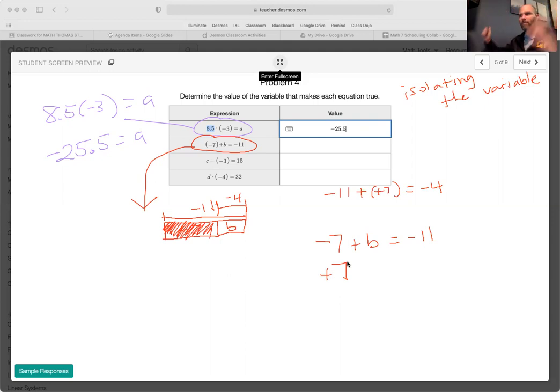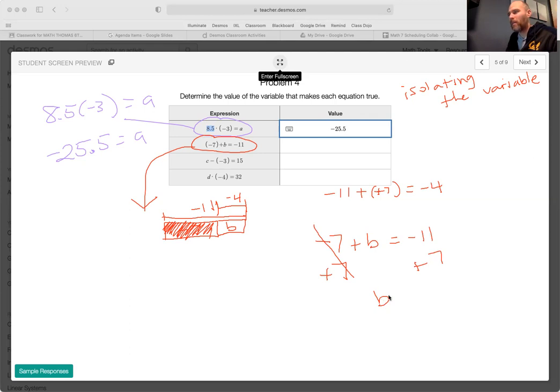-7 and +7. But with equations, if I do something to one side of the equal sign, I've got to do the same thing to the other side of the equal sign. So I write +7 over here. These two cancel out. They go away and make a 0. I'm not even going to bother writing that 0. I'm just going to let it go away.